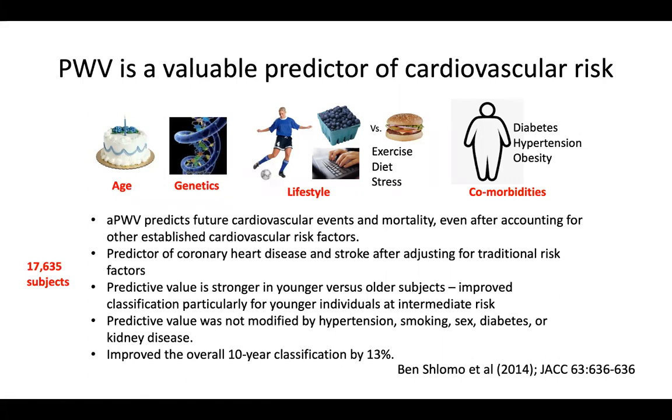This index predicts future cardiovascular events even after accounting for any established risk factors such as obesity, diabetes, hypertension, and lifestyle indices and age. And the predictive value actually is, by including pulse wave velocity as a prediction index, you can improve the overall 10-year risk classification by up to 13%. And for those that are interested, this paper by Ben Shlomo and coworkers is actually a really wonderful read to look at the utility of pulse wave velocity as a predictive index.